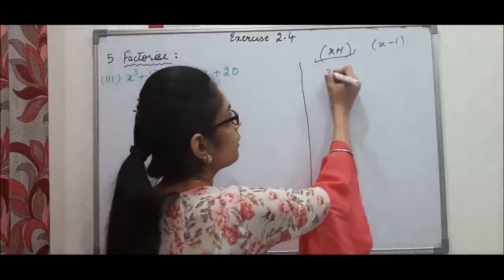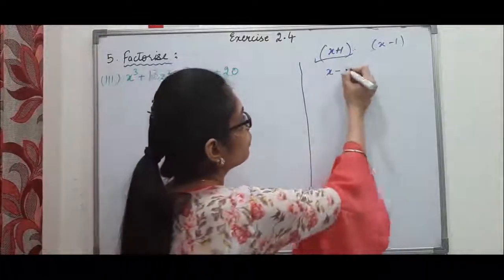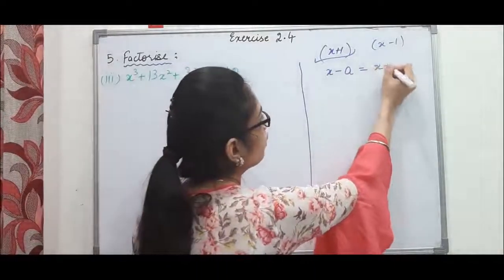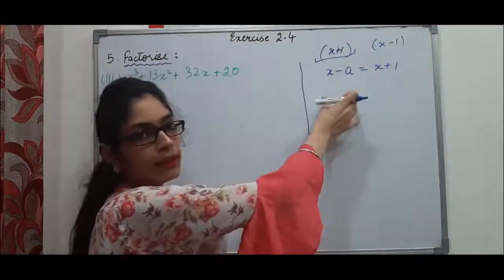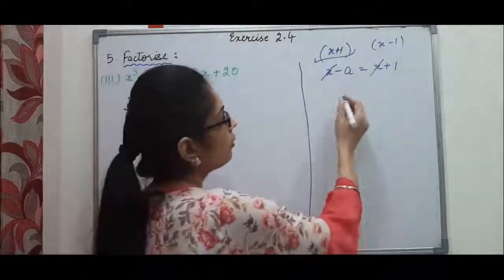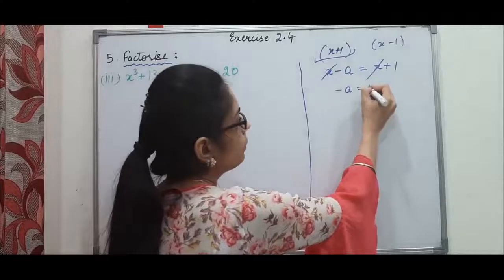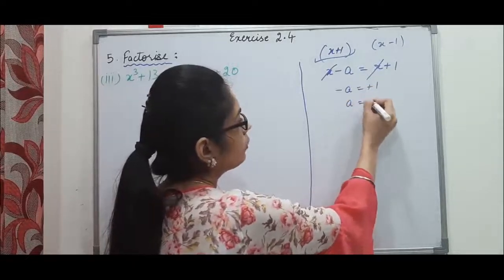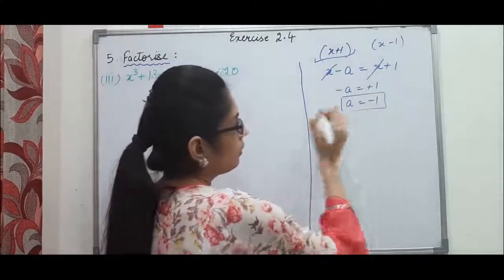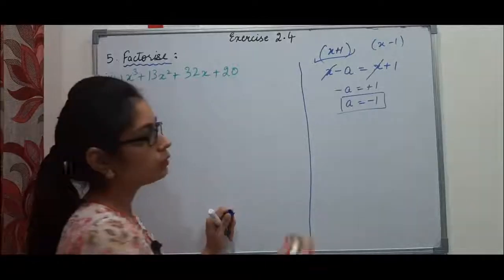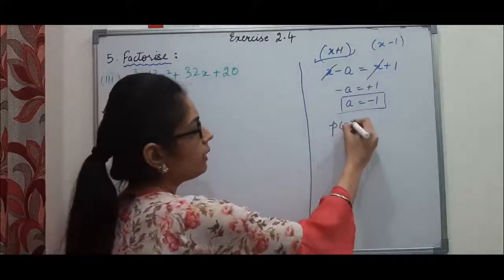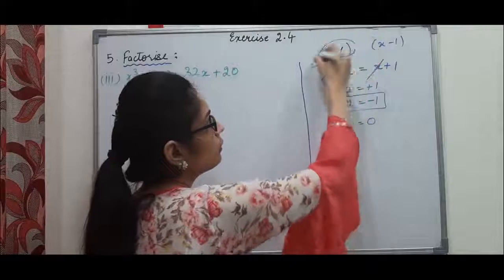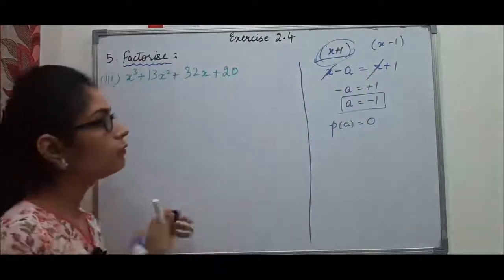As per the factor theorem, this x plus 1 is equal to x minus a. So from here I will get the value of a. Minus a is equal to plus 1, or I can say a is equal to minus 1. So I got a as minus 1. Now if I get p(a) equal to 0, then this will be a factor of the given polynomial. So let's find it out.